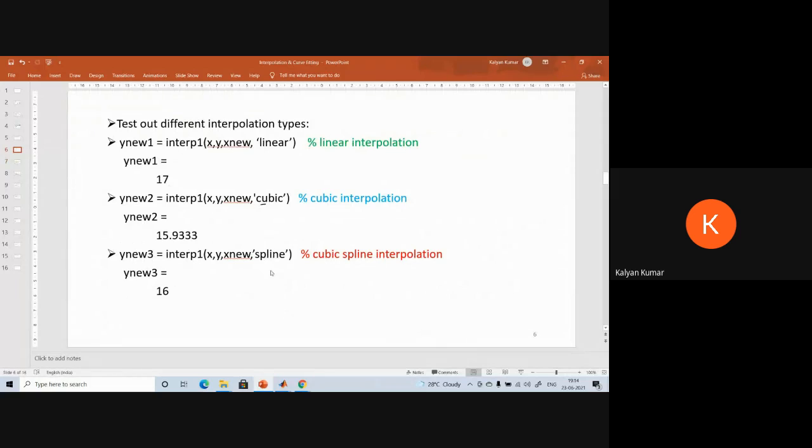So cubic, linear, spline and nearest: 4 interpolation techniques we have seen. For linear, the answer is 17, the same answer that we get as the graphical solution. For cubic and spline, MATLAB joins the points by using a cubic equation, and then computes the y value corresponding to the new x value.